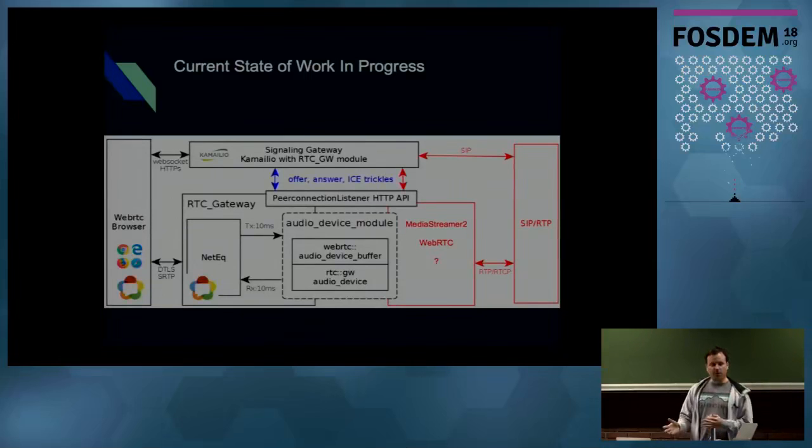I will show you where this code is. Kamailio can forward the SDP from WebRTC, and then WebRTC will just create the peer connection, generate the answer first, and then it will do everything else.